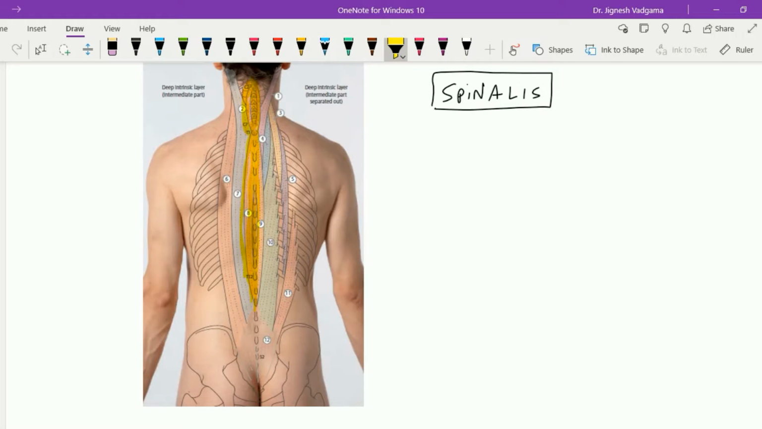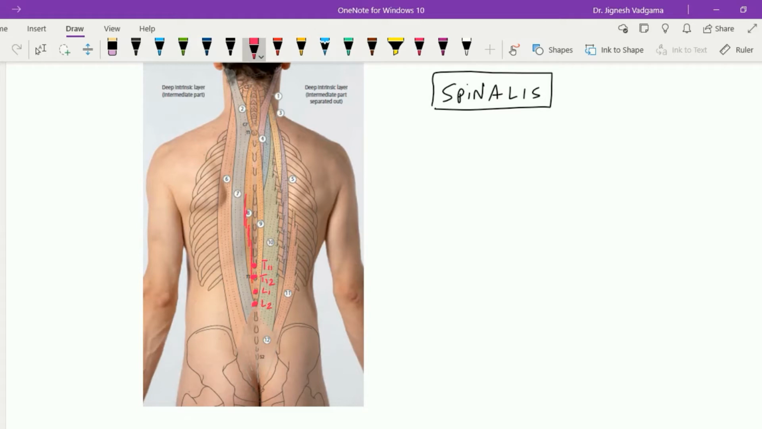The spinalis portion has three types of fibers: the spinalis thoracis, spinalis cervicis, and spinalis capitis. Out of them, the spinalis thoracis is the largest part, and it arises from the lower two thoracic vertebrae and the upper two lumbar vertebral spines. So here this is the T11, this is the T12 spine, this is the L1 spine, and this is the L2 spine.